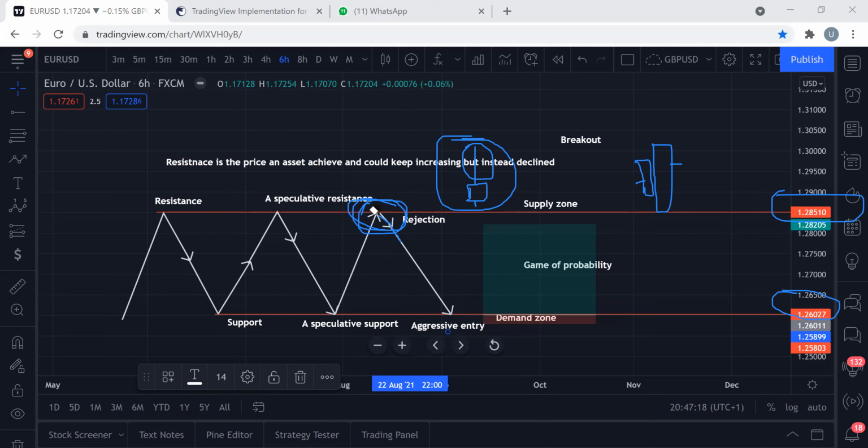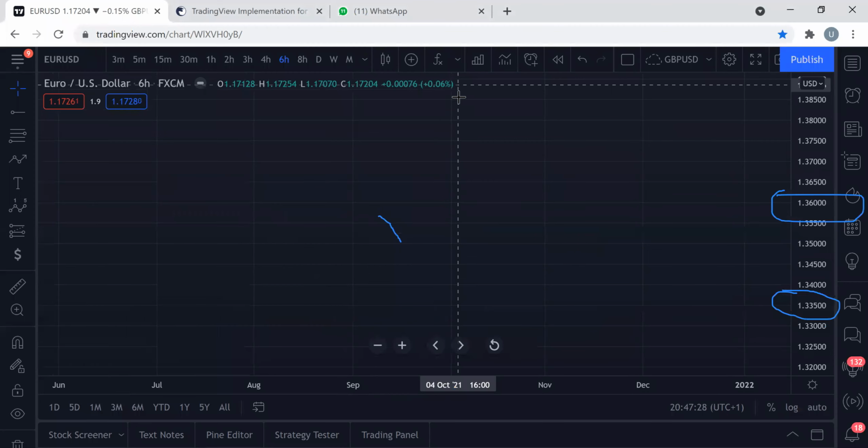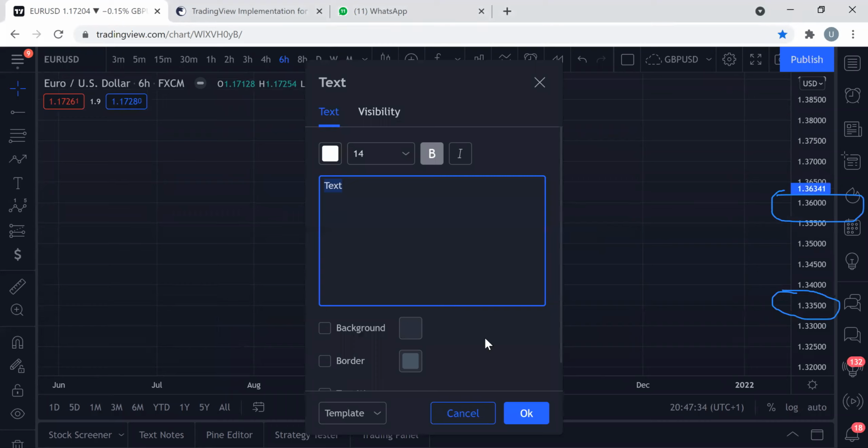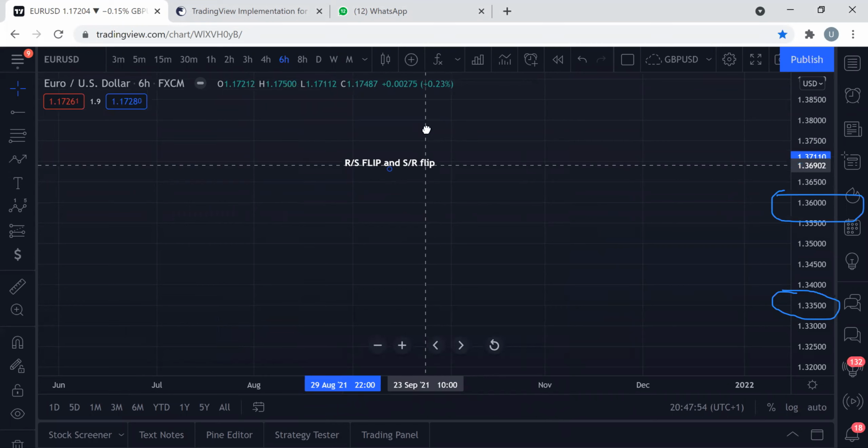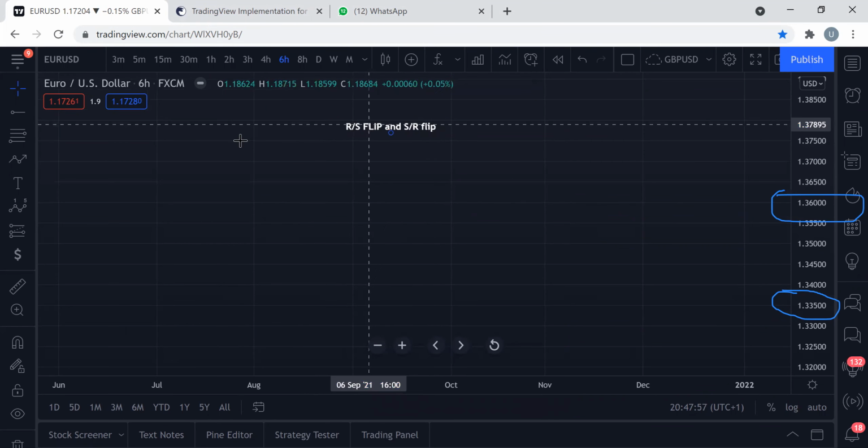Now, before I go into live examples, there's one more thing I would like to talk about. There's something we call SR flip and RS flip. Let me use RS flip first. RS flip and SR flip. Now I will explain these terms for you. Okay, let me start with RS flip first.